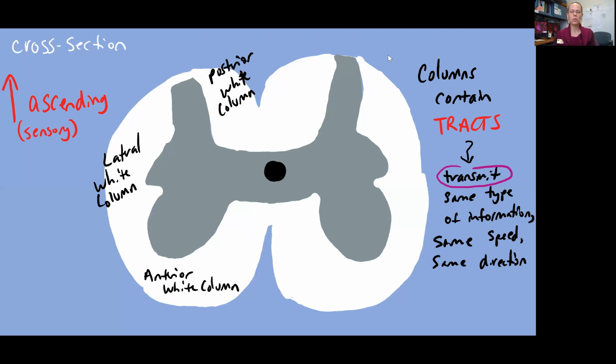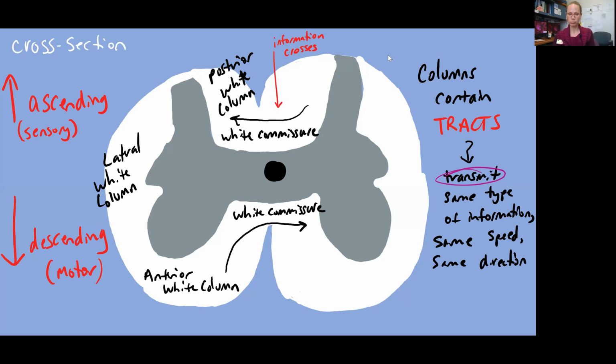Okay, so again, when we're talking about direction, we're talking about ascending. If information is coming from the body and moving up to the brain, then that will be classified as sensory information, whereas your descending information will be those directions from the brain, and so that would be motor information.